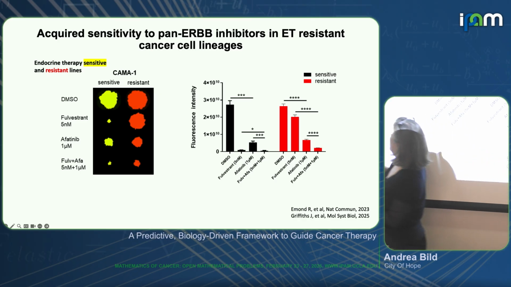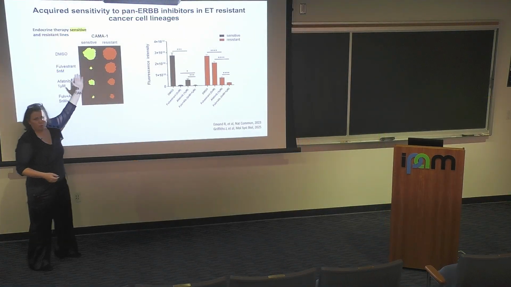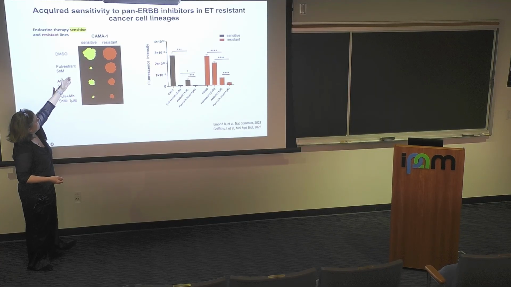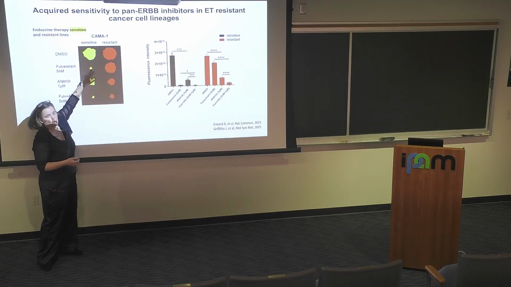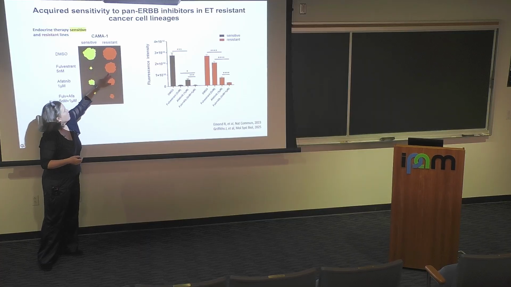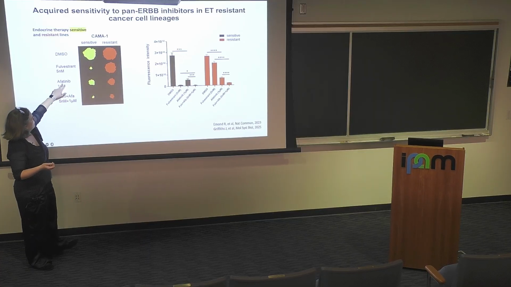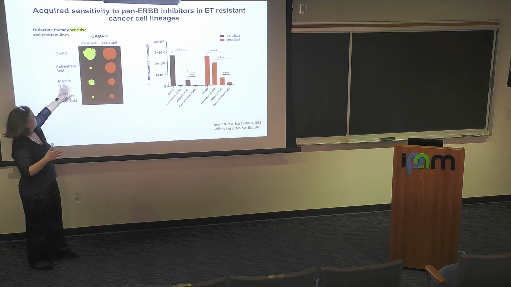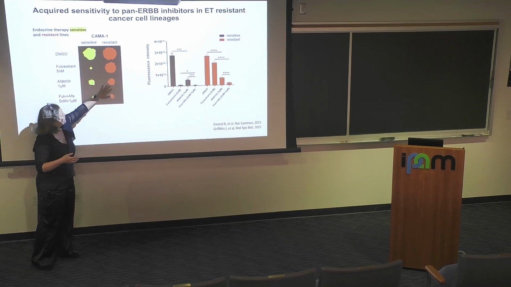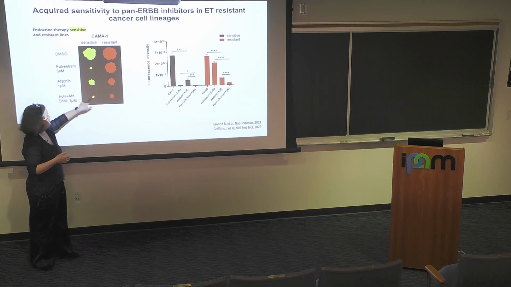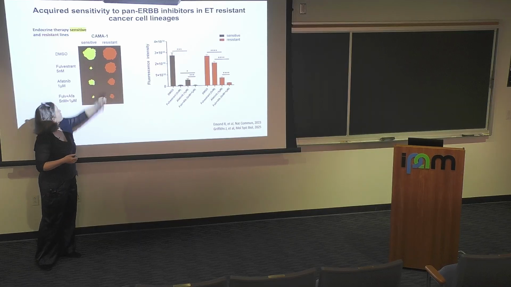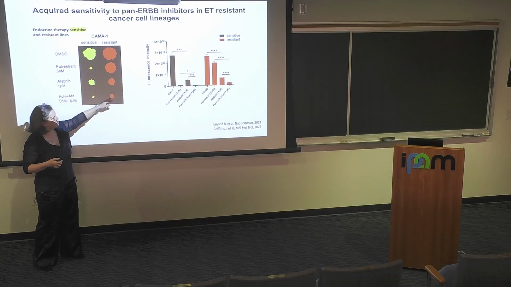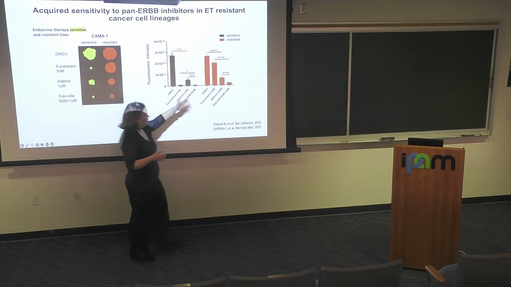You can see that with DMSO, both populations are growing great, the cells that are sensitive to endocrine therapy and resistant to endocrine therapy, because they're just growing in normal media. And then if you add fulvestrant, the sensitive cells don't grow. They're small. There's less of them. The resistant continue to grow. If you add an ERB inhibitor called afatinib, you can see that both cells actually respond to afatinib. And if you combine afatinib with the endocrine therapy, you get much better response than just fulvestrant alone in this resistant population. And this is just quantified here, so you can see the differences.